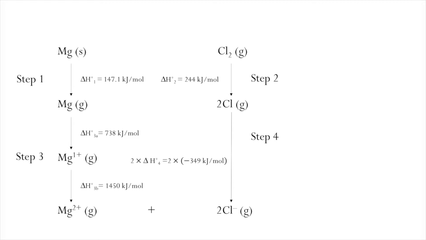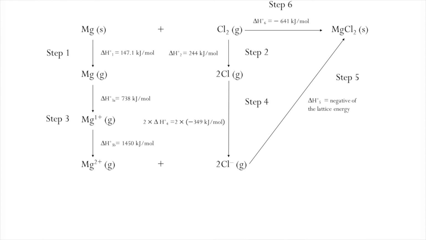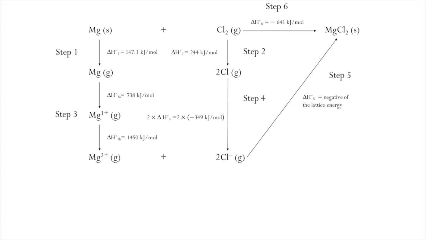The last step is step 5, allowing these ions, magnesium 2 plus gas and 2 chlorine minus gas, to form magnesium chloride solid. This corresponds to delta H5, which is again the negative of the lattice energy. And all these steps add to step 6, the heat of formation of magnesium chloride solid. So in order to produce magnesium chloride solid, we start with magnesium solid and diatomic chlorine gas. Now there are 2 paths we can take. We can go through steps 1 through 5, or we can simply consider step 6. Either way, Hess's law states that the enthalpy should be equal. So delta H6 equals delta H1, 2, 3, 4, and 5 all added together.